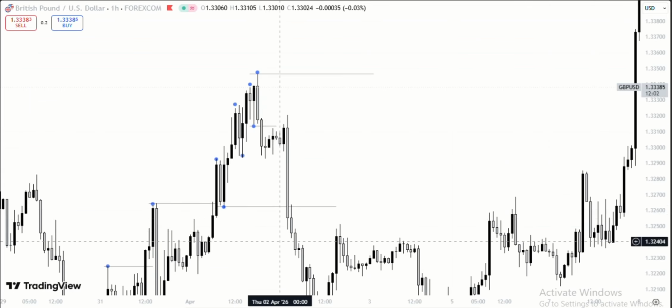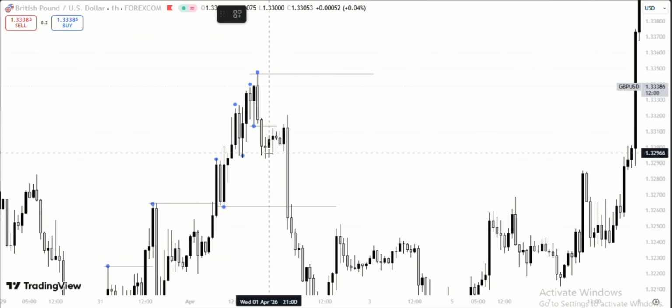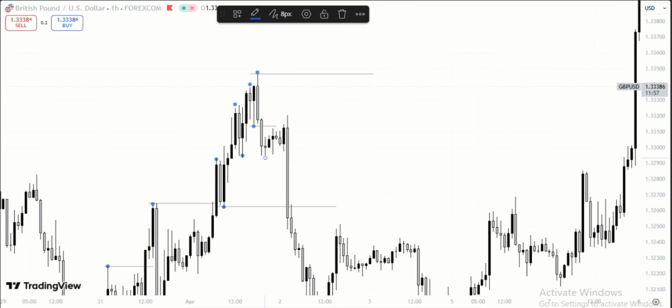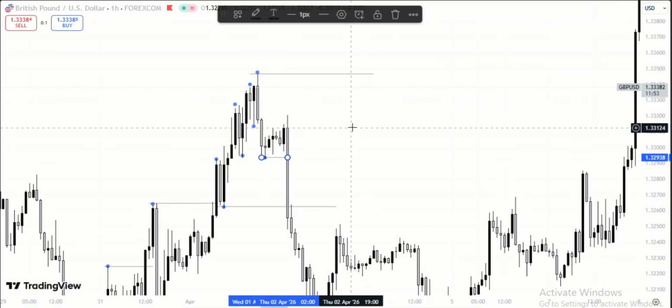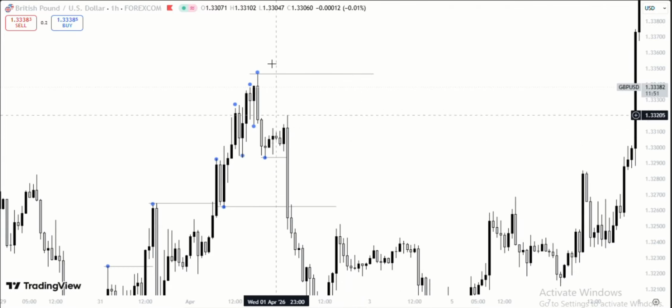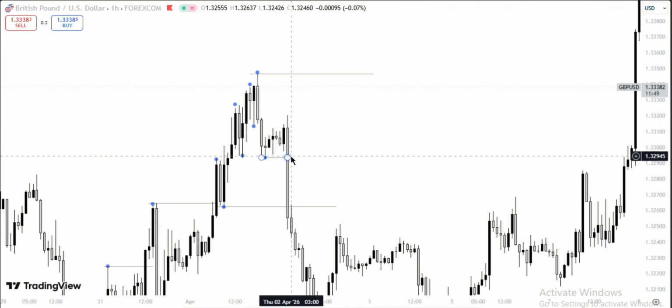Price to this low first. So what do we do? We take our highlighter, we mark it. Okay, and then we move our trend line all the way here. Good. Still coming from this high. Now, price to this low as well.